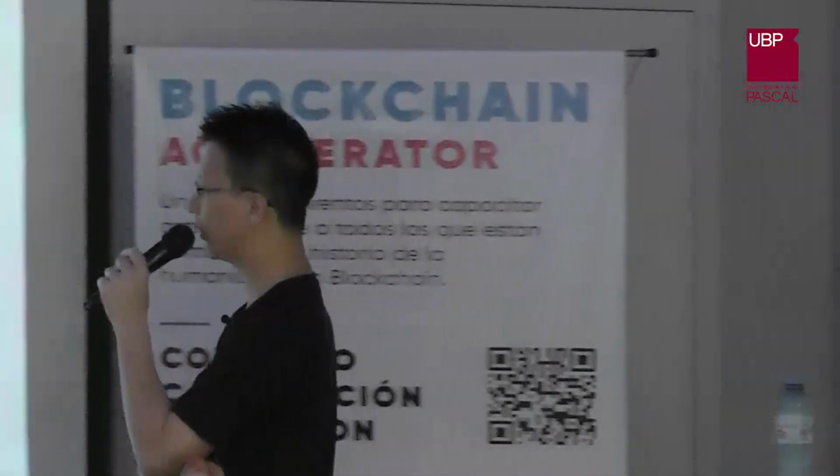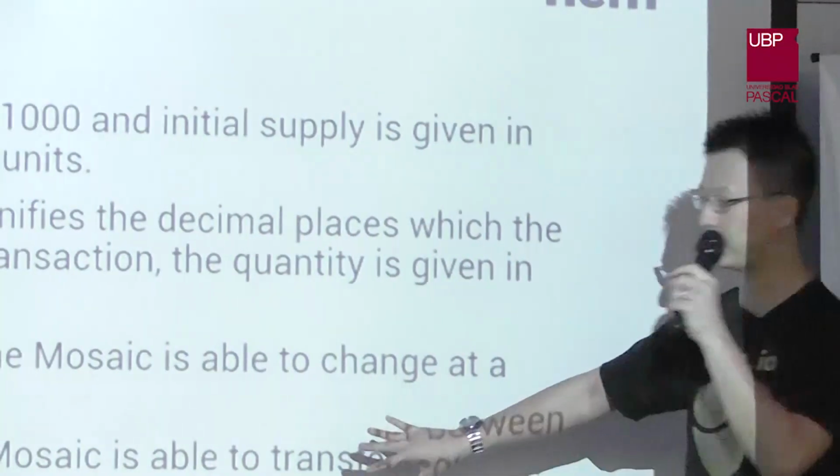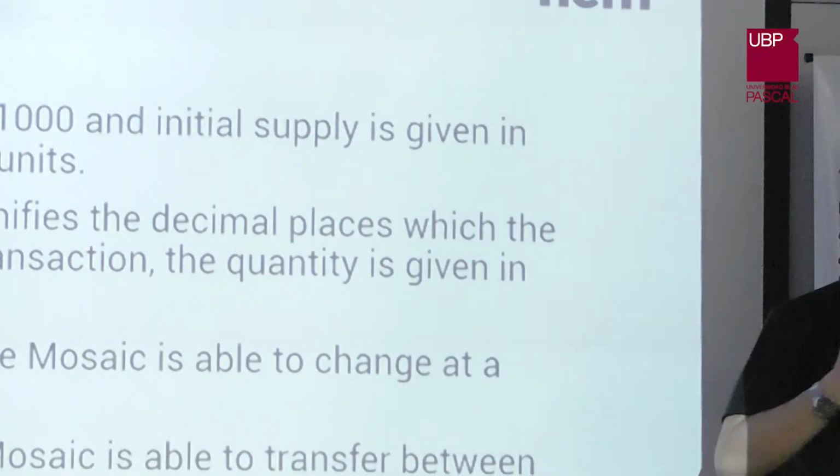So the last part, of course, is transferable. Just now we explained. So if it's true, everyone can transact this mosaic. If it's false, all mosaics always have to come back to the owner.